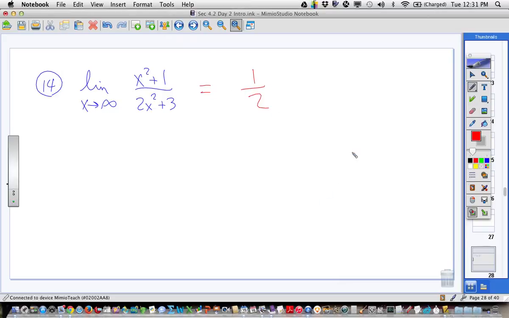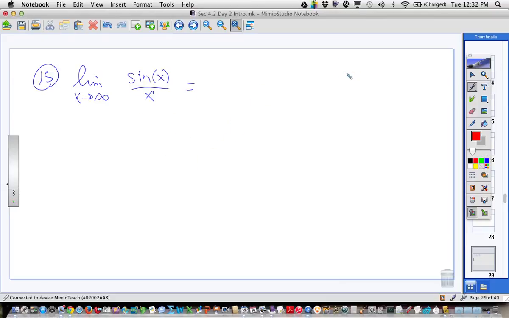1/2. Now, the way we explained this one is we said as x gets really big, the 1 won't matter, the 3 won't matter. This would be x squared over 2x squared. Those would cancel, reduce to 1/2. And that's a good way to do it. Okay? 1/2. So there's a case where we had infinity over infinity, but it does not equal 1. It equals 1/2. It's based on how fast those are getting big. 15.